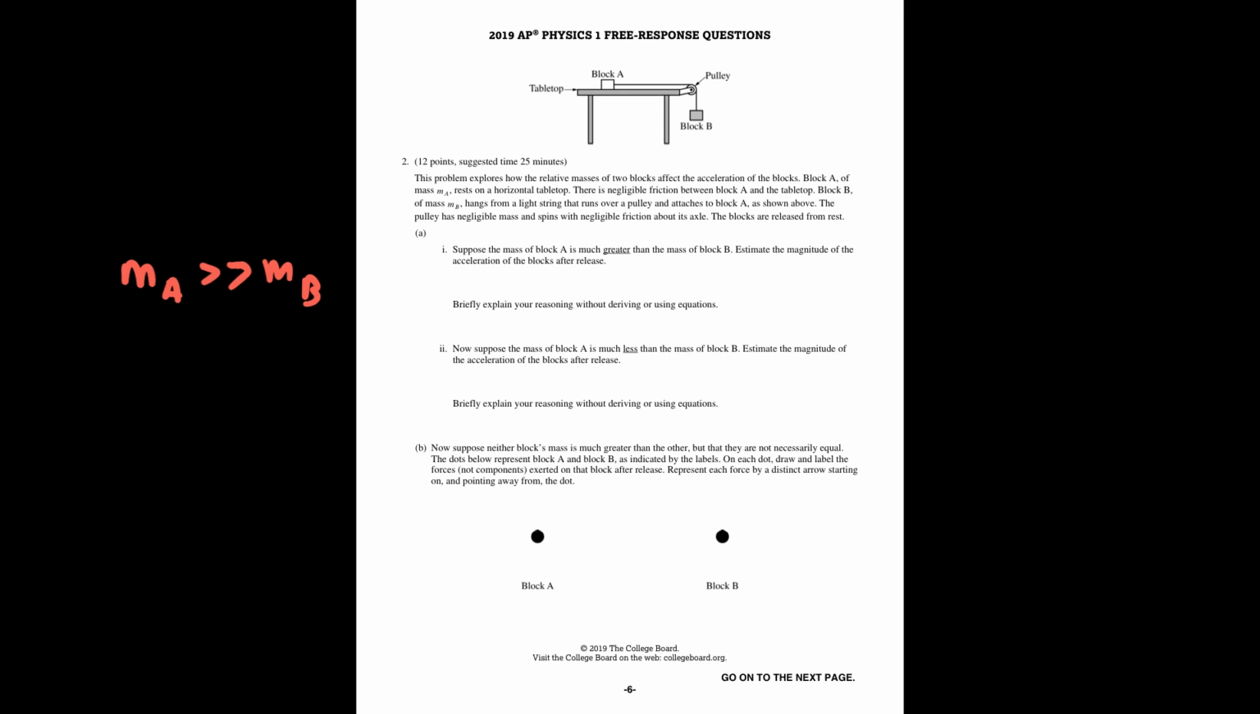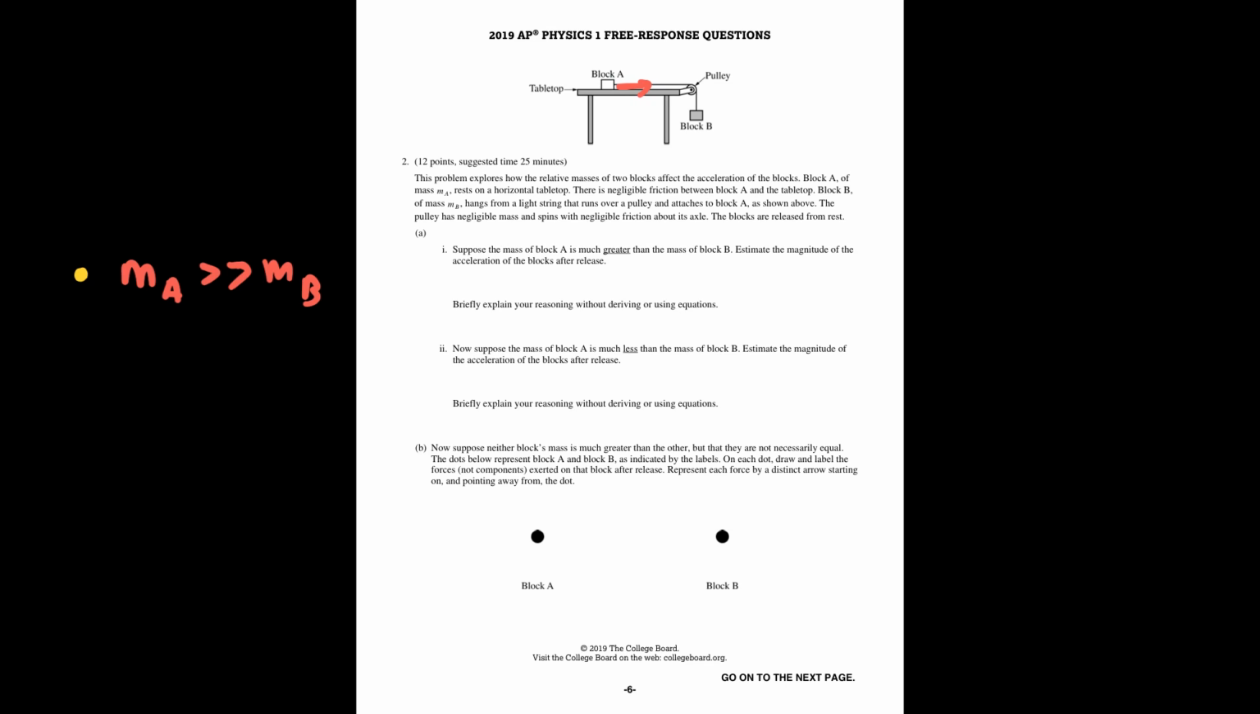And the reason why I think it's still going to accelerate is because the table is frictionless, or at least has negligible friction. And so for that reason, any force applied to block A will cause it to move to the right. And so the mass of block B, despite being much smaller, is going to cause a tension in this rope, which is going to pull block A to the right. And even though block A is very heavy, that horizontal force is going to cause block A to move to the right. However, because the mass of block A is much greater than the mass of block B, I think that this acceleration will be very small.